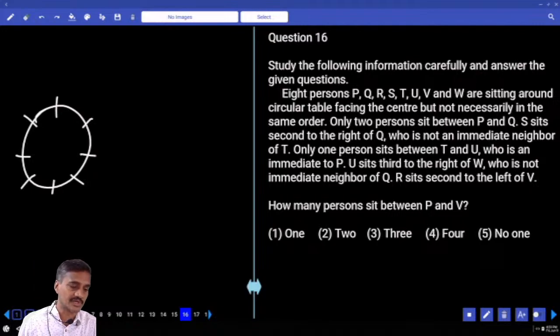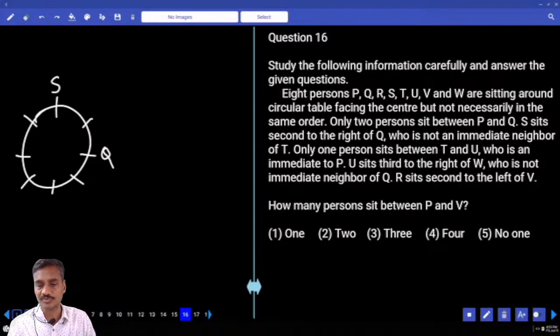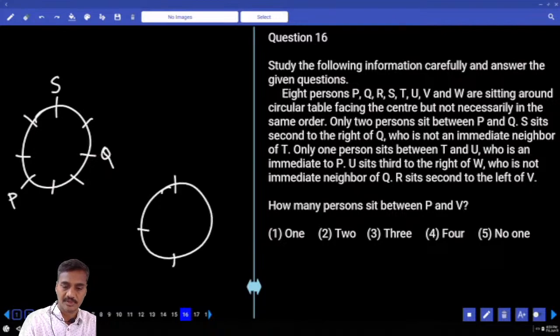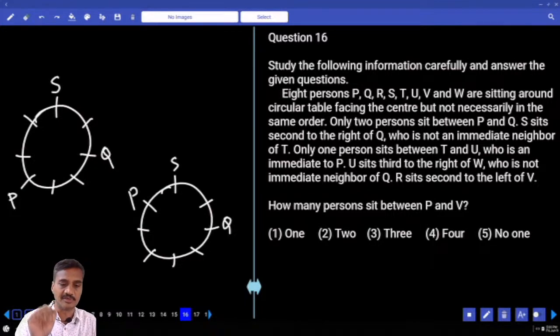S sits second to the right of Q. Now Q is here. S is seated second to the right of Q. And only 2 persons between P and Q. P can be here, one possibility. And in the next possibility, Q is here and S is here, and 2 persons between P and Q. P can be here. Together, now 2 possibilities.